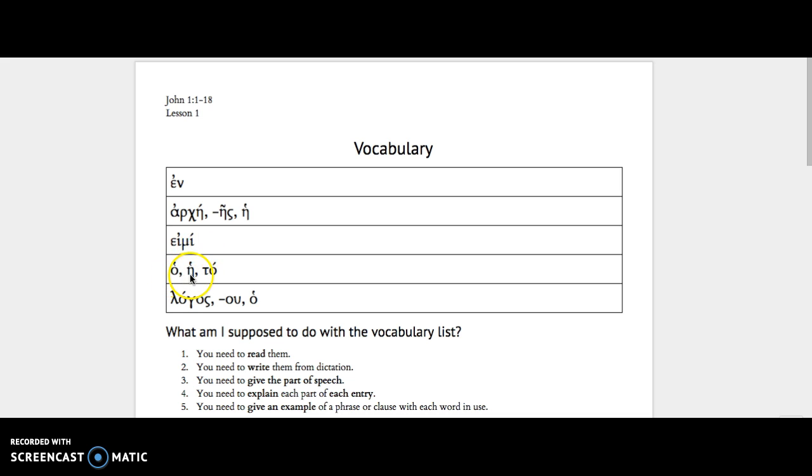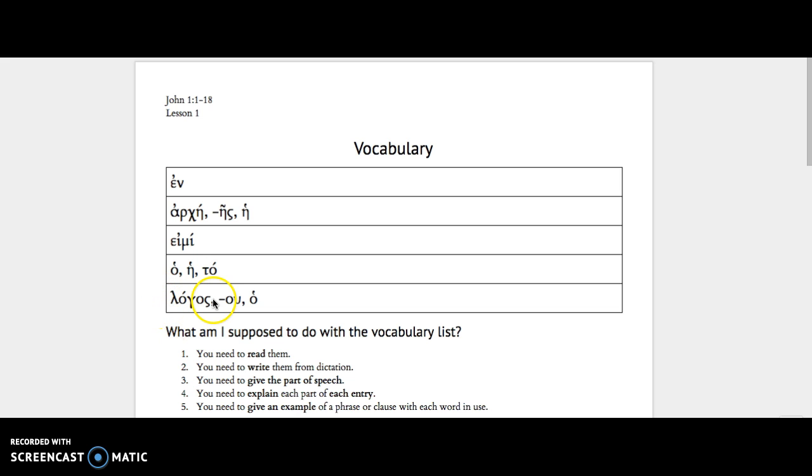Next one, ὁ, ἡ, τό. This is an article. There are three articles in the entry. Ὁ goes with some nouns. Ἡ goes with other nouns. Τό goes with some nouns. We have to have three because each noun requires its own matching article. So why are there three entries for the article? Each noun requires its matching article. Masculine, feminine, neuter. Those are the grammar words.